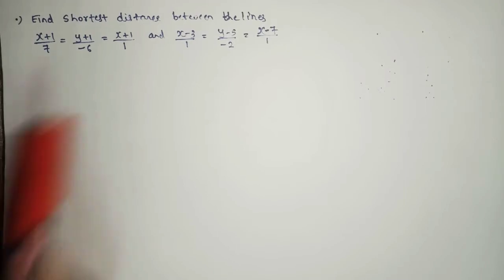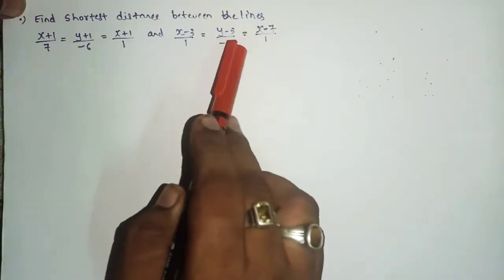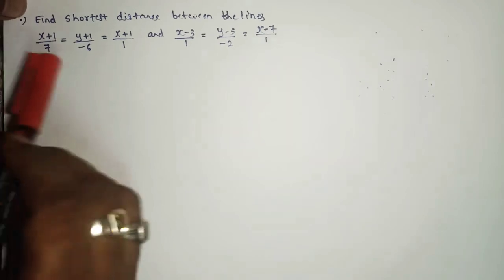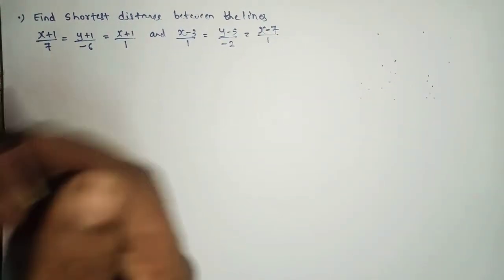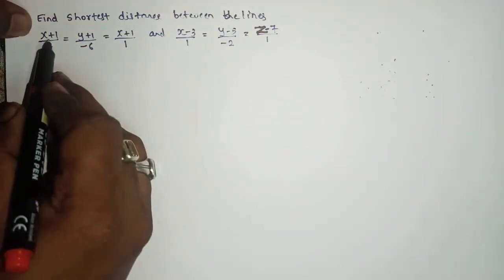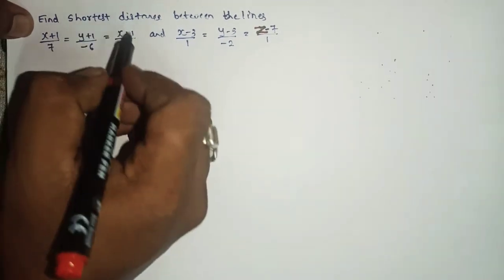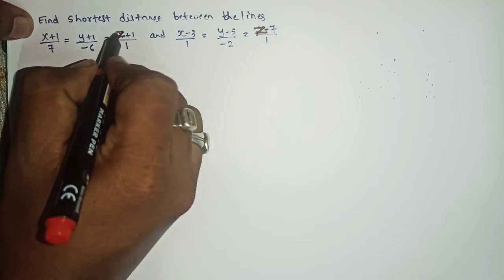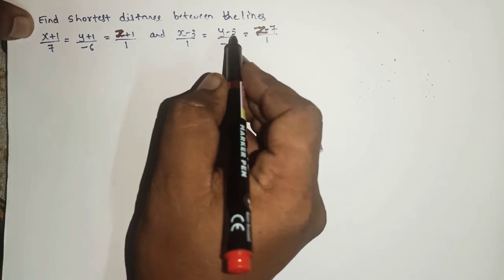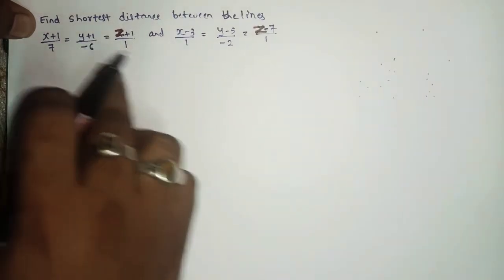So here we have the question, we have to find the shortest distance between the lines. Here clearly we can see that the lines which are given are in the form of Cartesian equation. Yes or no? So it says: x plus 1 upon 7 equals y plus 1 upon minus 6 equals z plus 1 upon 1, and x minus 3 upon 1, y minus 5 upon minus 2, and z minus 7 upon 1.